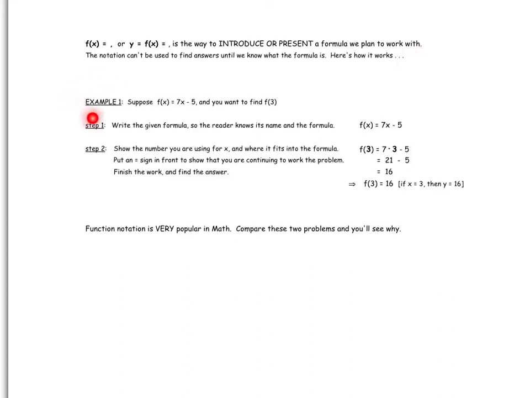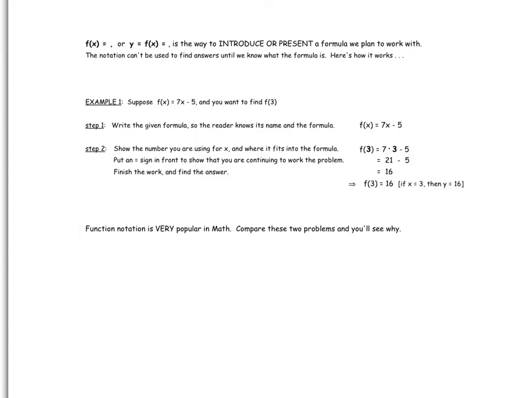So let's look at example 1. Suppose f of x is the formula 7x minus 5, and we want to find f of 3. In step 1, we write the given formula so that the reader knows its name and how it's constructed. In step 2, we show the number we're using by replacing the x over here with the 3 over here. Since 7 times 3 is 21 and take away 5 gives 16, we write that f of 3 is 16, meaning when x is equal to 3, then y is equal to 16.